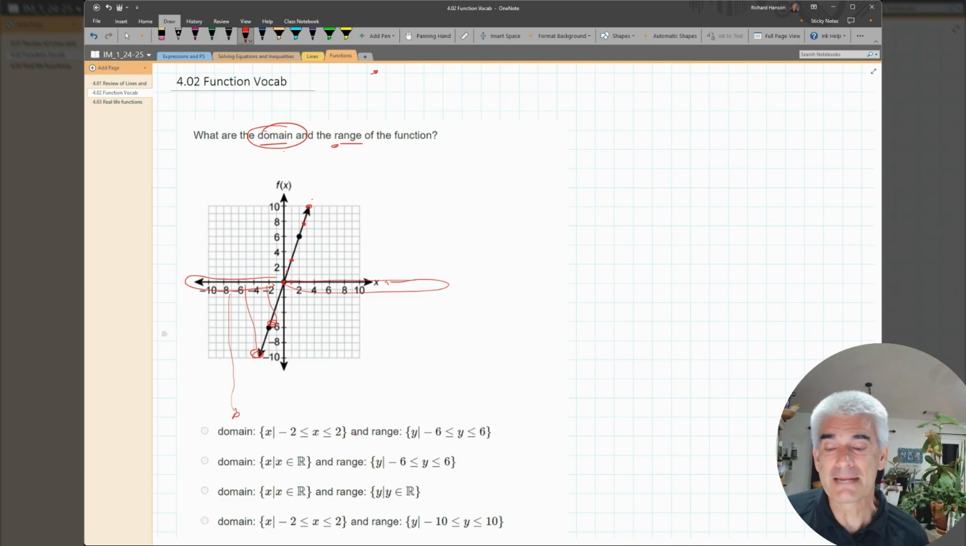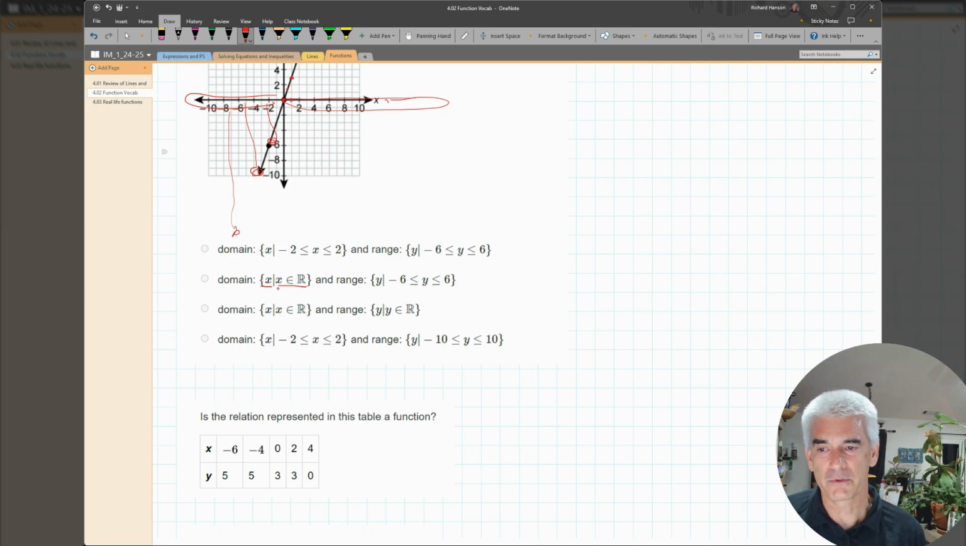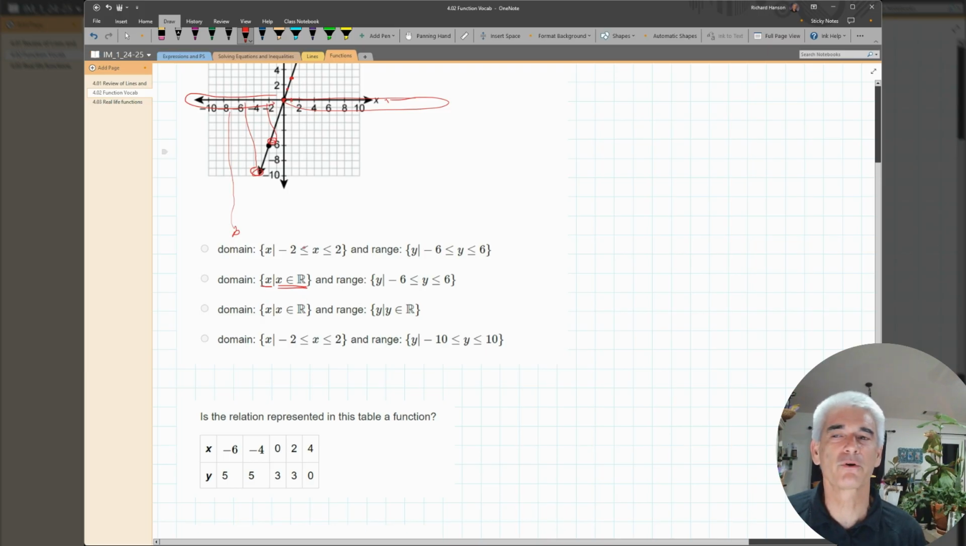So the way in math that we say this is this notation right here, x such that x is an element of the real numbers. x is any real number, any number that's on this number line. This is the way to say it. Okay, so x is an element of the reals.